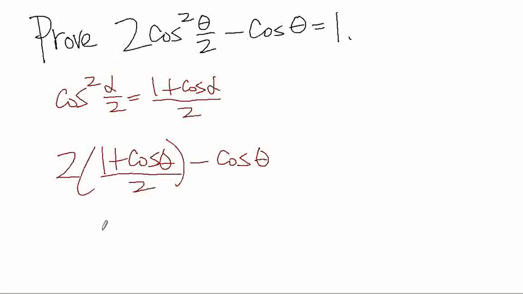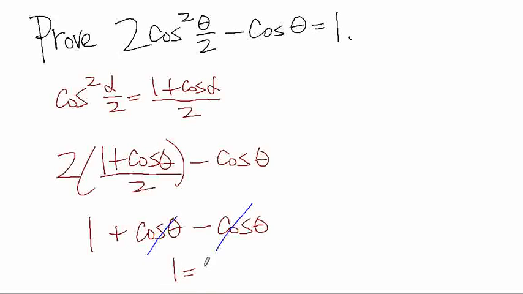So 2 times 1 gives 2. When I divide that by 2, I get 1. And then 2 times cosine theta is 2 cosine theta. When I divide that by 2, I get just cosine of theta. And the cosine theta cancels with the minus cosine theta. So I just have 1, which is equal to the right side. And so we've successfully set out to prove what we wanted to prove.